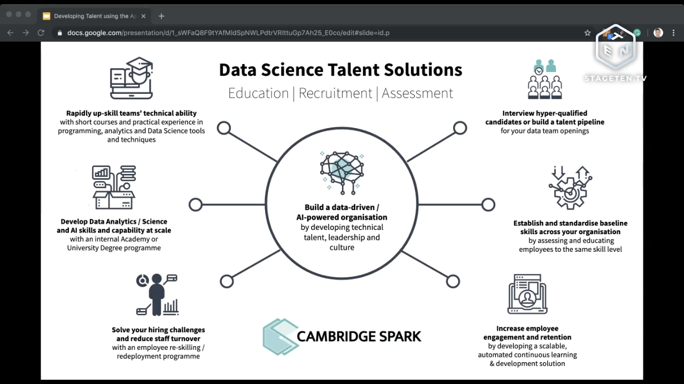So a little bit about Cambridge Spark, the organisation that I work for. We are all about closing the data science skills gap. So we've got a whole range of talent solutions. We can help you with recruitment, talent attraction, very, very good at assessing people's ability. If you want to know more about our commercial training offering, please do get in touch. I'm not going to go into any more detail, but this gives you an overview of what we do as specialists in data science training and talent solutions.